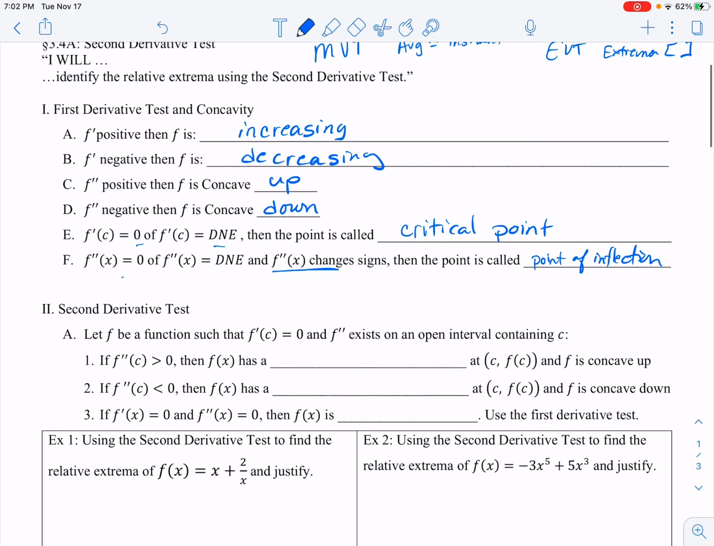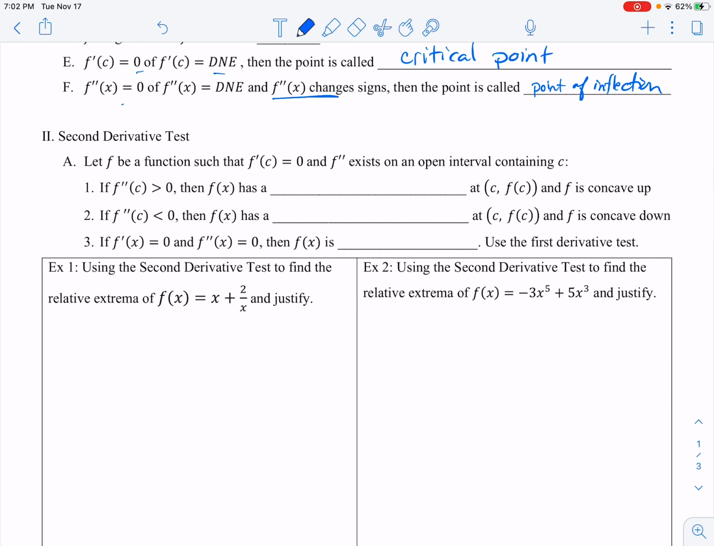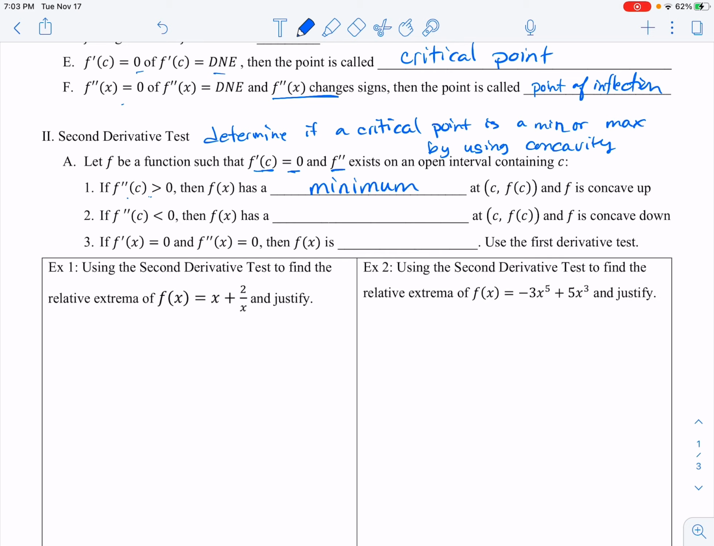Okay, that was the first derivative test. The second derivative test is going to help us determine if a critical point is a min or max by using concavity. What it tells us is that if f prime of c is 0 and the second derivative exists, if the second derivative is greater than 0, then f of x has a minimum at c, and f is concave up.